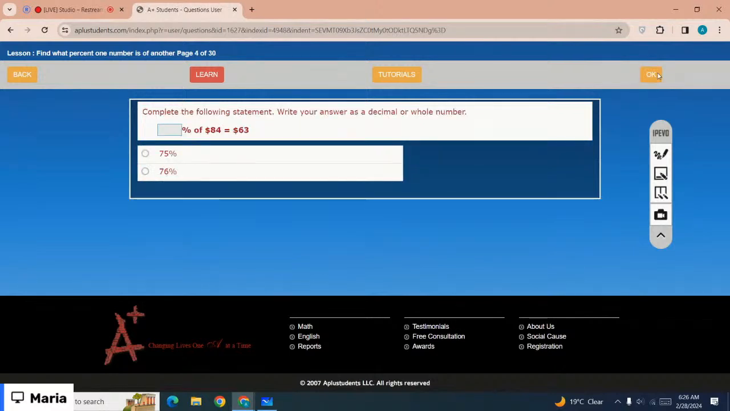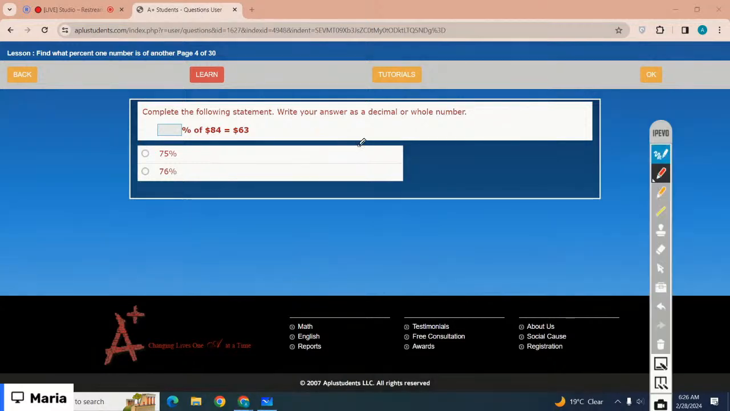Okay. Complete the following statement. What percent of 84 equals 63, right? So here again 84 is the complete number, like the whole number. 63 is the part. You have to find what percent it is, right? So just form a proportion, that is part divided by whole number. 63 divided by 84 equals n over 100. So just cross multiply. 6300 over 84 equals n.